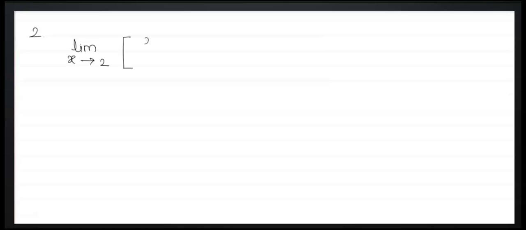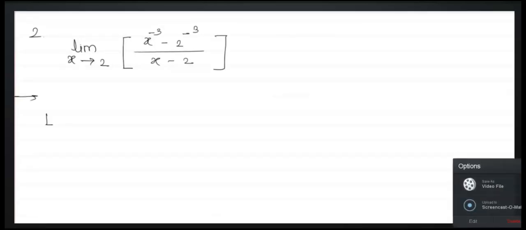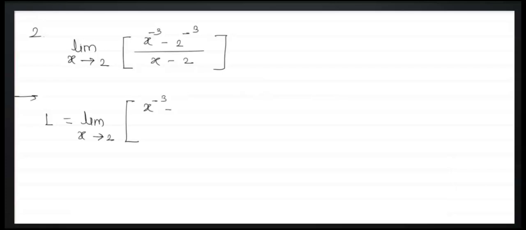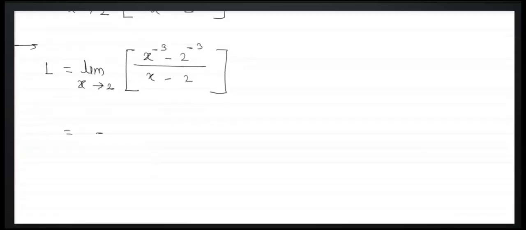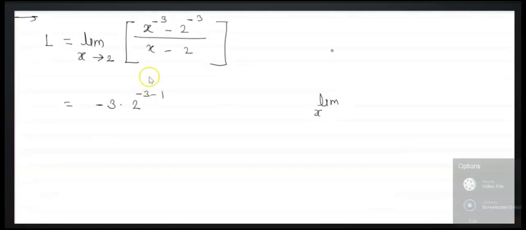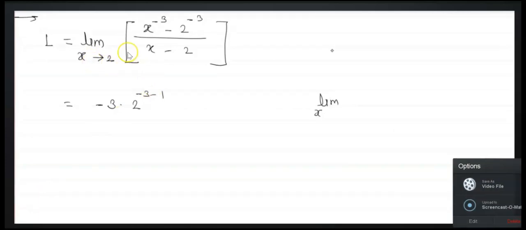Limit x tends to 2, x raised to minus 3 minus 2 raised to minus 3 upon x minus 2. Now here we will apply the formula. Remember that whatever the power is, we apply the same formula and we get the correct result. If the index is minus or plus or a fraction, apply that same formula here. Therefore, minus 3 into 2 raised to minus 3 minus 1.